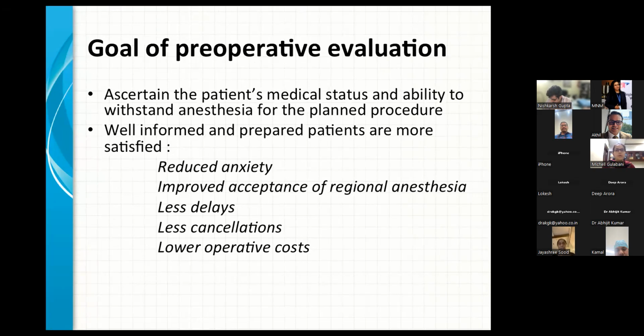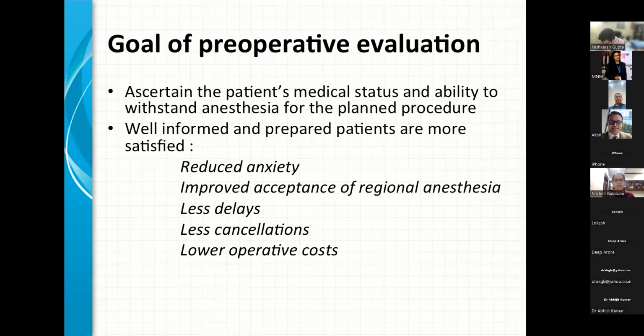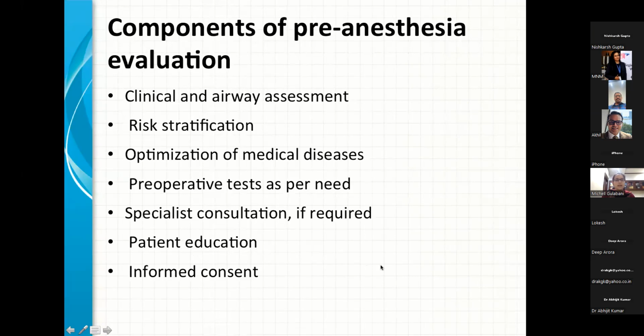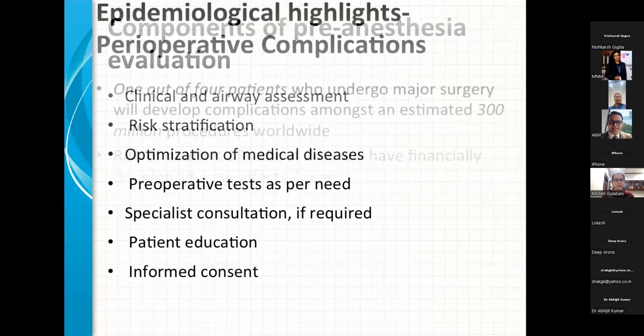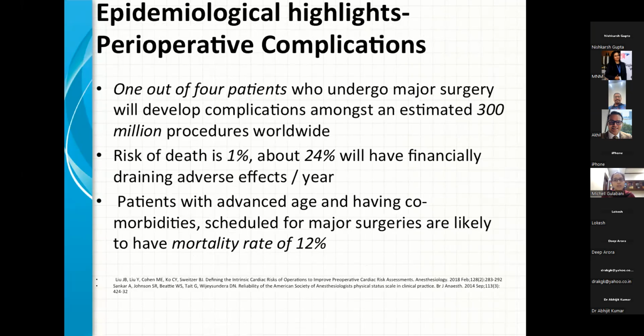Good evening, everyone. The goal of preoperative evaluation is to ascertain the patient's medical status and ability to withstand anesthesia for the planned procedure. Well-informed and prepared patients are more satisfied. Hence, there is a reduction in anxiety, improved acceptance of regional anesthesia, fewer delays, cancellations, and lower operative costs. There are various components of pre-anesthesia evaluation which range from clinical and airway assessment, risk stratification to patient education and informed consent. Let's look at some of the epidemiological highlights.